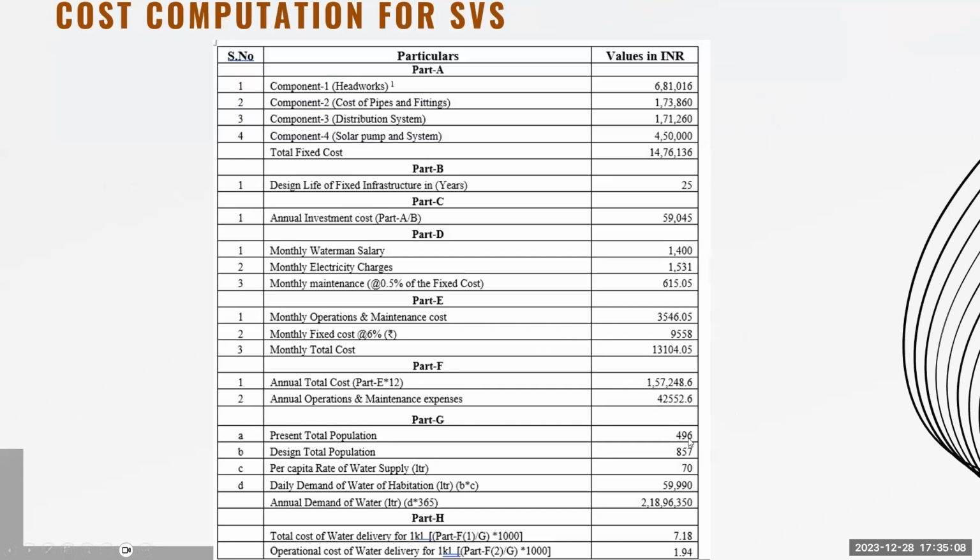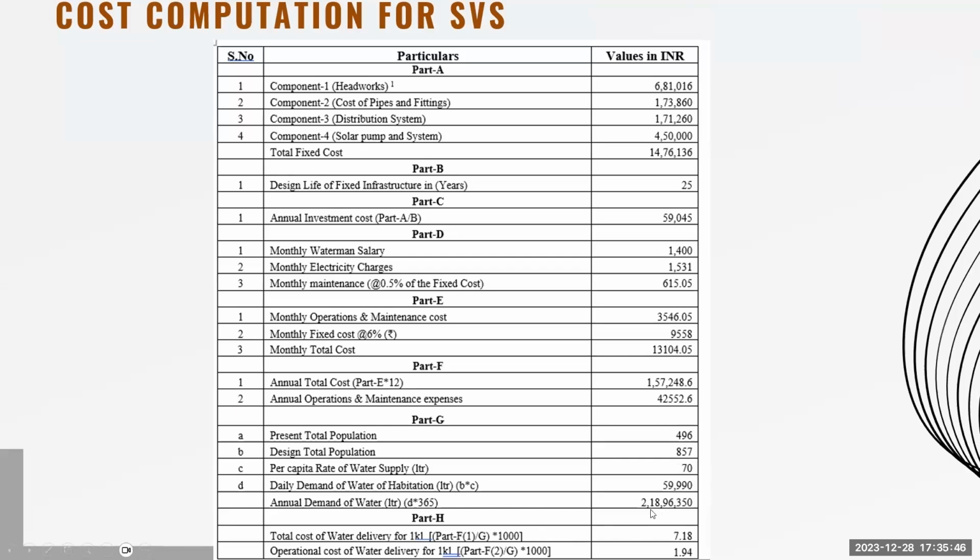So the present population is 496. Design population is quite high, 857. And the per capita rate of water supply is 70 liters here. So this is basically Gram Vikas has decided that they will have 70 liters. And the daily demand of water is 59,990 liters.